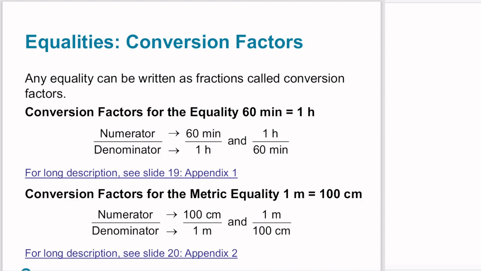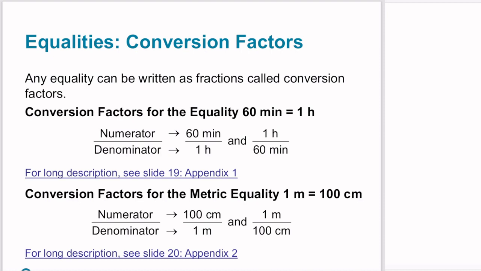Anytime you have an equality, you can use that equality as a conversion factor. Remember, as we talked about previously, anytime you divide a number by itself, you get 1. And if you divide a number by a number that it's equal to, then you also get 1. We can use this property to express numbers in different units.